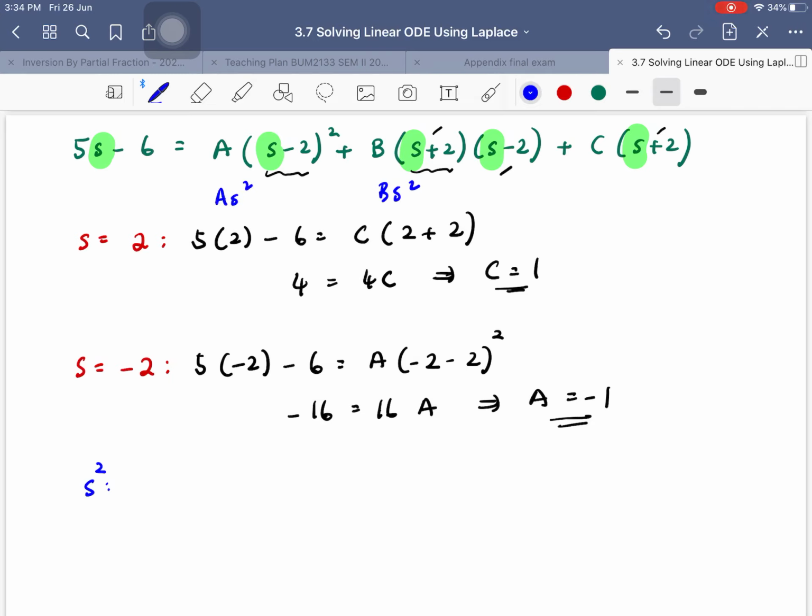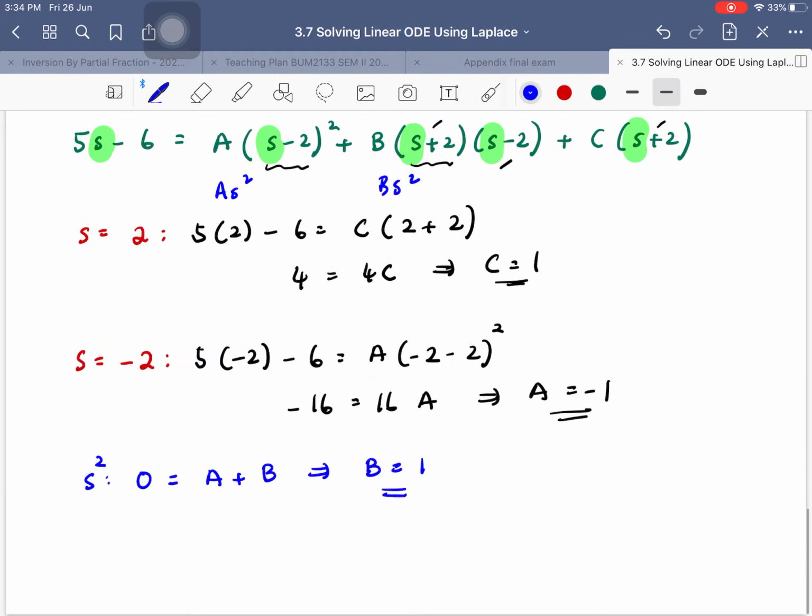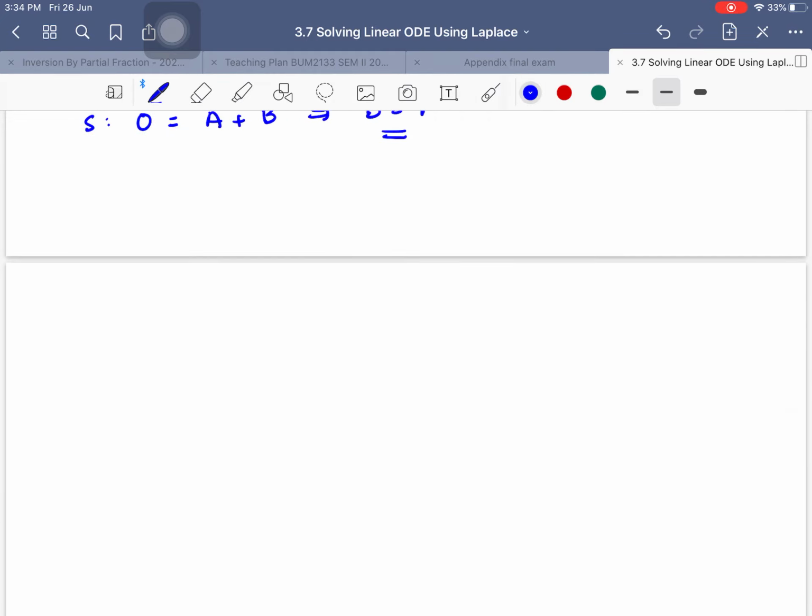So therefore, the coefficient on this side is 0 because I don't have any s squared on the left hand side. But here I'm going to have a plus b. So straight away I can tell that my b value is going to equal the opposite of a, which is going to equal 1. So my b value is going to equal 1. Now that I have all those values, all I have to do is substitute.